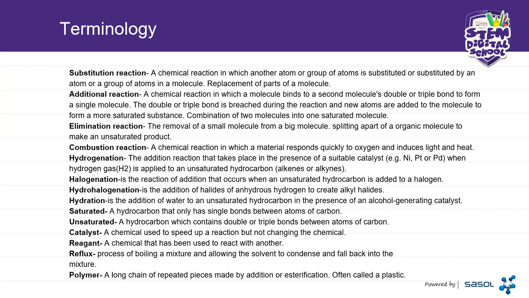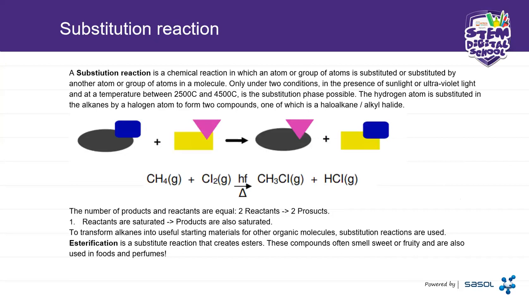Now let's move on. So we're going to start with our first one. I've included a drawing here just to give you guys a short mindset of what is happening, okay? So we're going to start with the first one, which is our substitution reaction. So we've got a substitution, we've got an addition, and we've got an elimination, okay? So a substitution reaction is a chemical reaction in which an atom or group of atoms is substituted by another atom or group of atoms in a molecule.